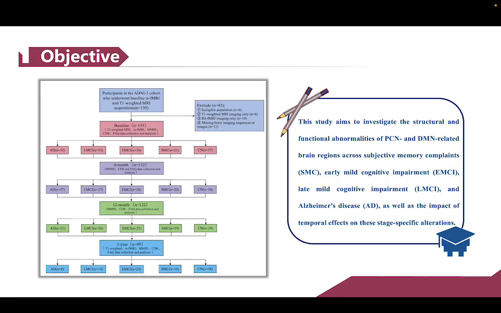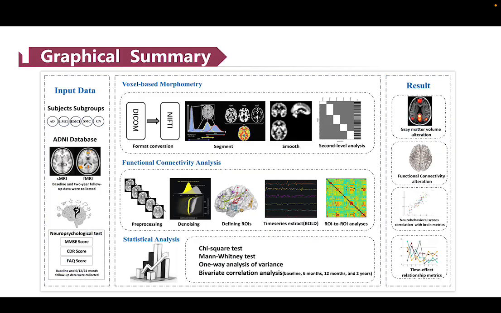Based on the above, we included neurobehavioral and neuroimaging data from 153 participants in the AD&I cohort, encompassing individuals with SMC, EMCI, LMCI, and AD. Our aim was to investigate alterations in the two precuneus-related functional networks across the course of AD and to examine the temporal effects underlying these stage-dependent changes, thereby further elucidating the neurodegenerative mechanisms underlying the transition from the preclinical to the dementia stage of AD. This is a comprehensive graphical summary of the proposed work.